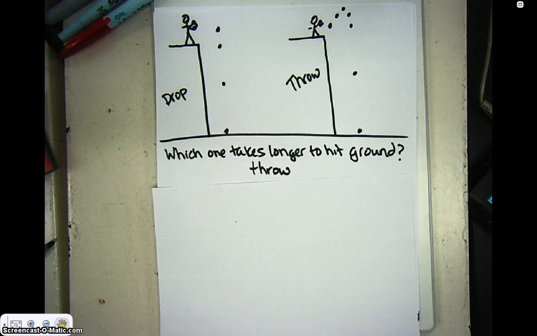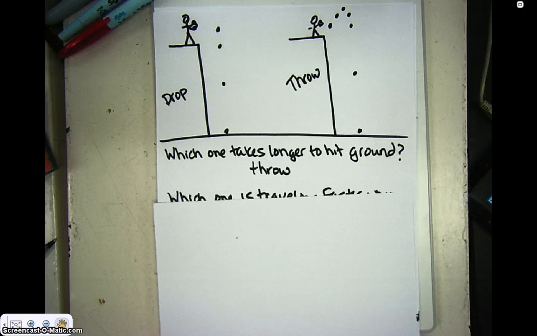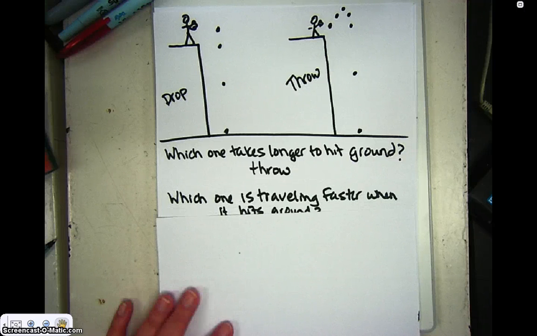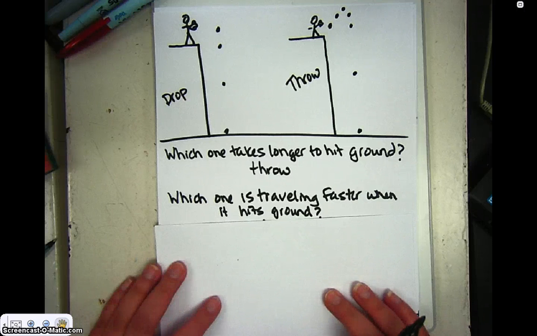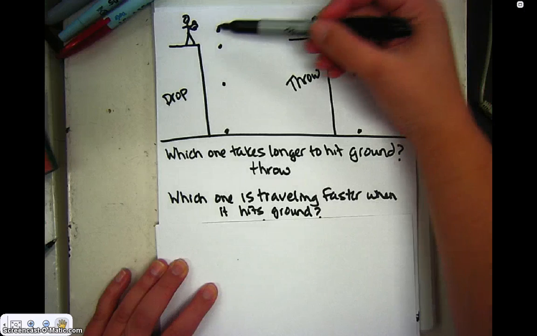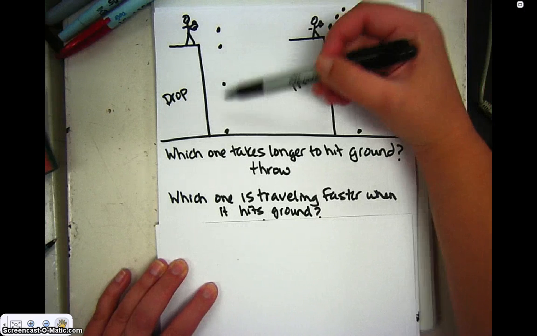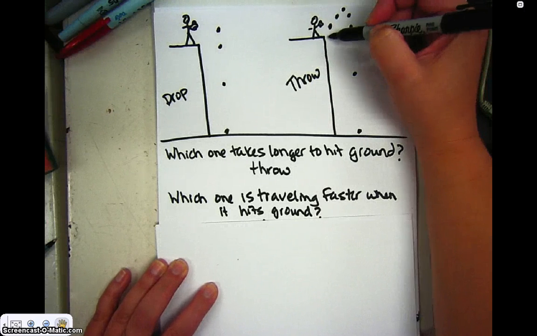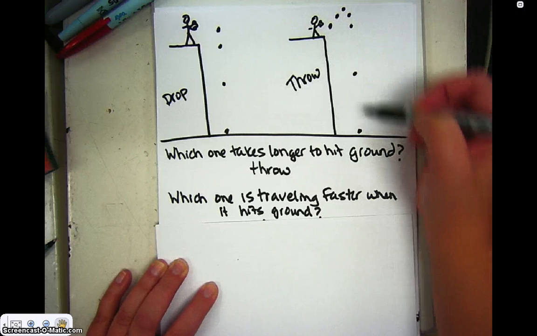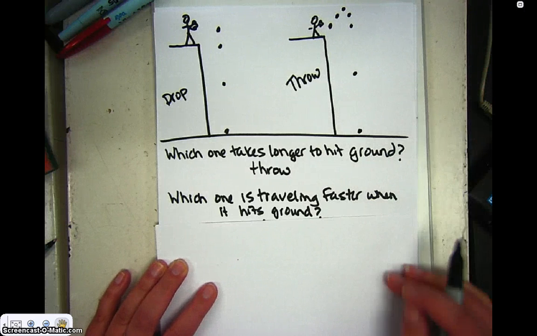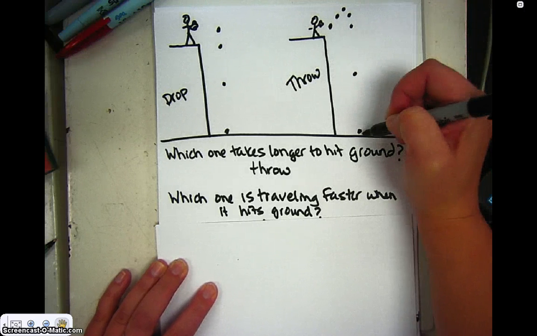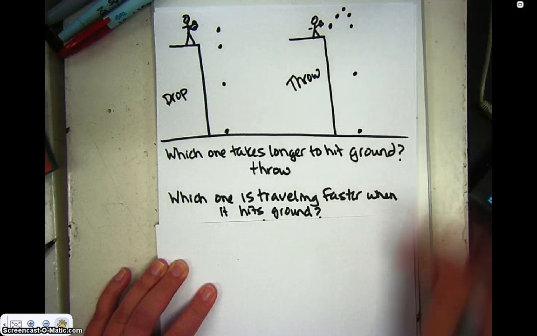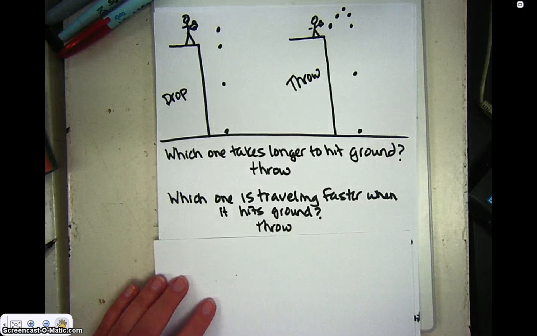Okay. Now the next question is, which is traveling faster when it hits the ground? So if we think about it, this falls from here to here. This gets to fly up in the air and then fall a further distance. So we would predict that because this has a farther distance to fall and more time to accelerate and speed up, it then would be going faster when it hits the ground.